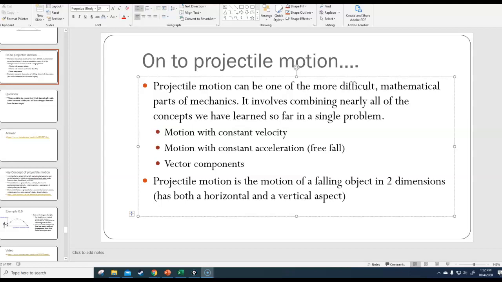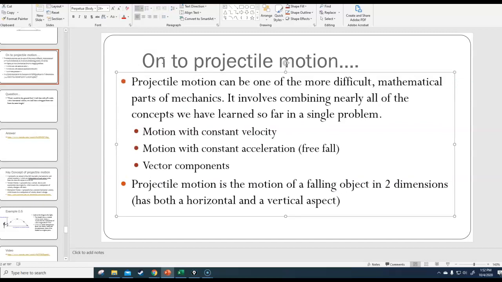Okay, so in the last video we talked about how to find the components of vectors, and so now we're going to get back to physics and talk about projectile motion. Projectile motion can be one of the more difficult parts of mechanics because basically it involves combining everything we've done so far into one type of problem.